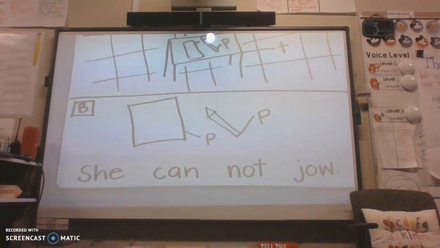Remember, the beginning also tells us the problem. The problem of our story, The Dot, is that Vashti cannot draw. Now it's your turn. You record the beginning of the story, The Dot, on your paper.